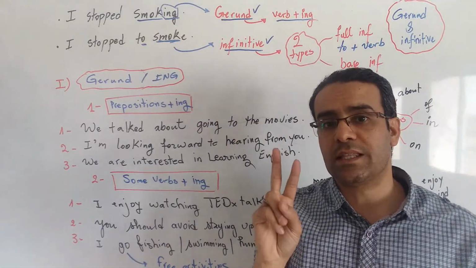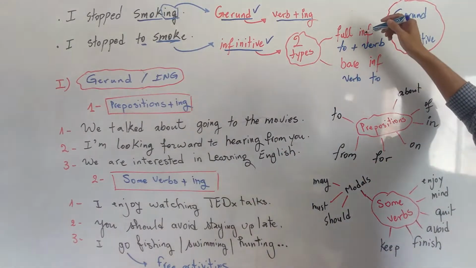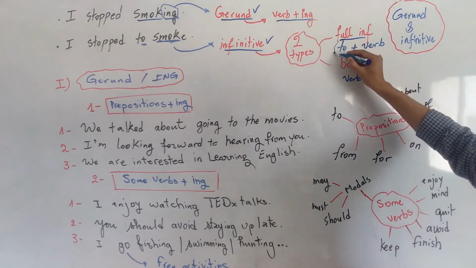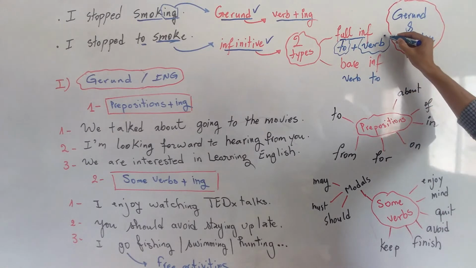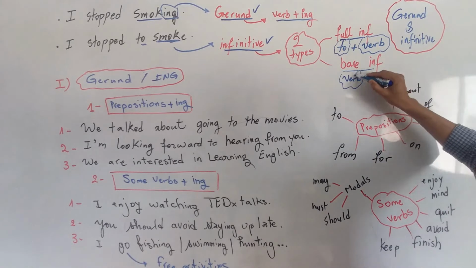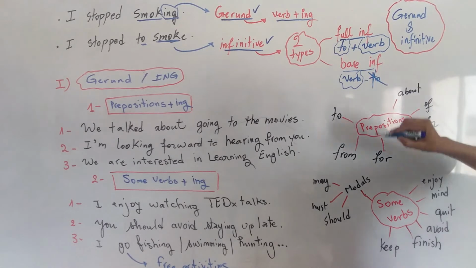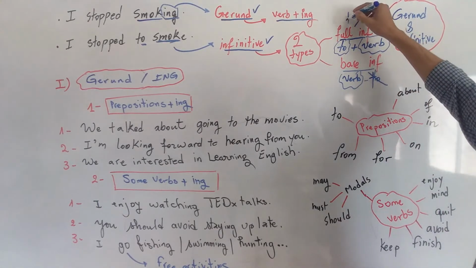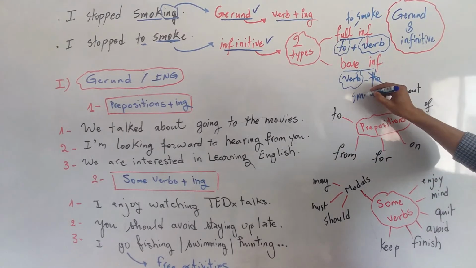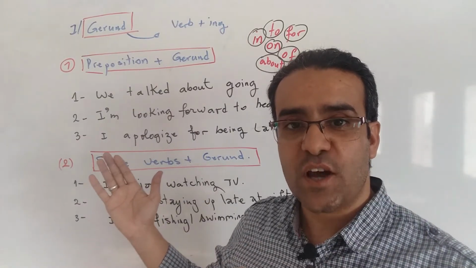However, you should bear in mind that there are two types of infinitive. The first one is full infinitive. It is made of to plus verb, or bare infinitive, which is the verb without to. So here we're going to say to smoke is full infinitive. Bare infinitive is simply just the verb smoke. We're going to start the first part.